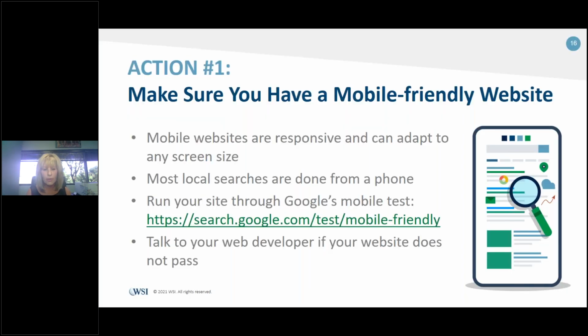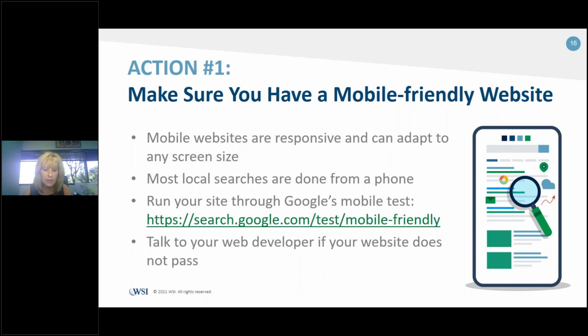So let's start with action number one. Making sure you have a mobile-friendly website, big deal. All of this is very focused around the mobile search. Most searches for local businesses are done on a mobile phone. Most searches in the world are done on a mobile phone. So you really have to, as a first step, look at your website and make sure that your site is set up to be displayed properly on mobile.